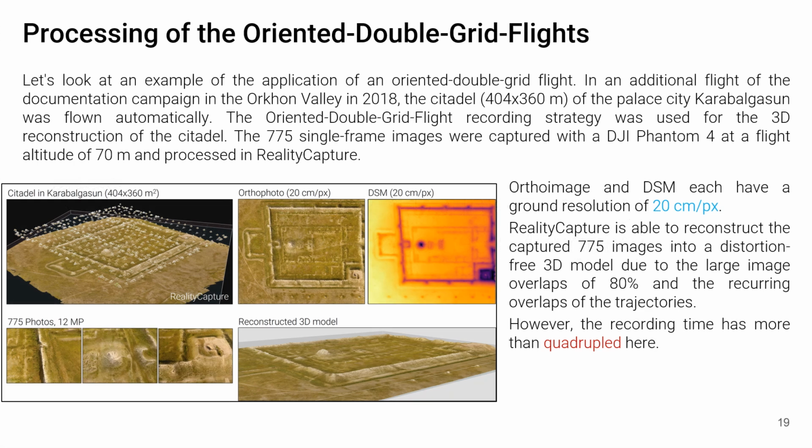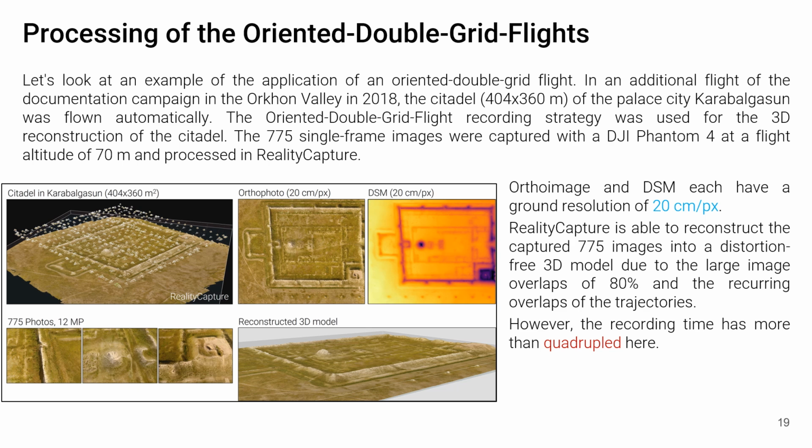Let's look at an example of the application of an oriented double-grid flight. In an additional flight of the documentation campaign in the Orkhon Valley in 2018, the citadel of the palace city Karabalgasun was flown automatically. The oriented double-grid flight recording strategy was used for the 3D reconstruction of the citadel. The 775 single-frame images were captured with a DJI Phantom 4 at a flight altitude of 70 meters and processed in RealityCapture. Ortho image and DSM each have a ground resolution of 20 cm per pixel.